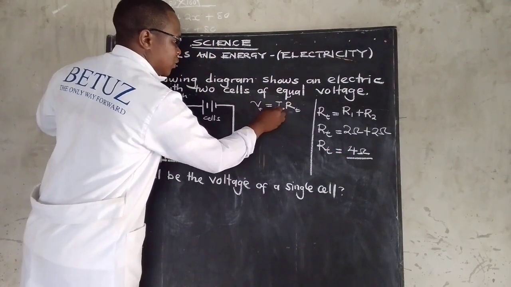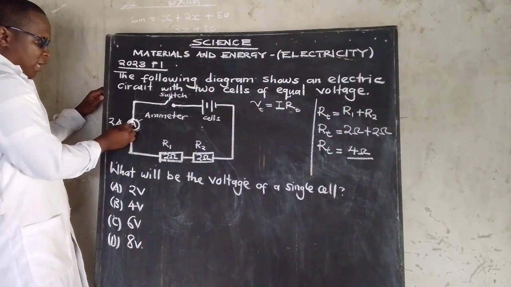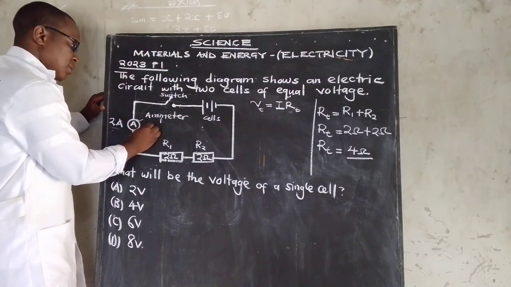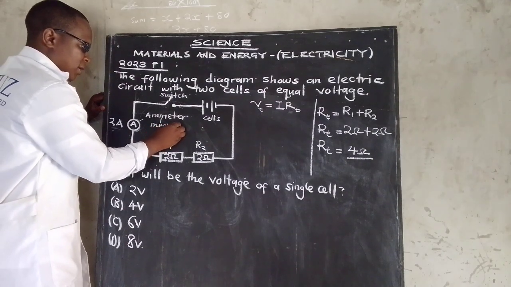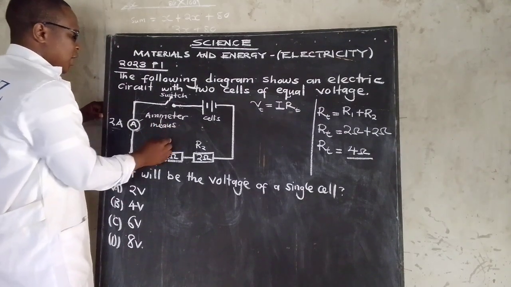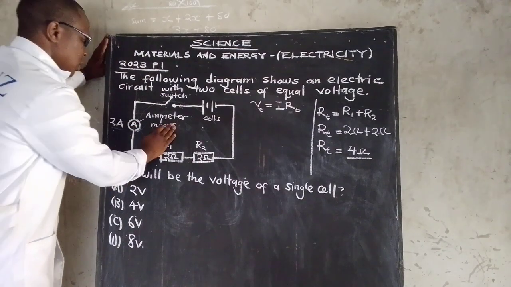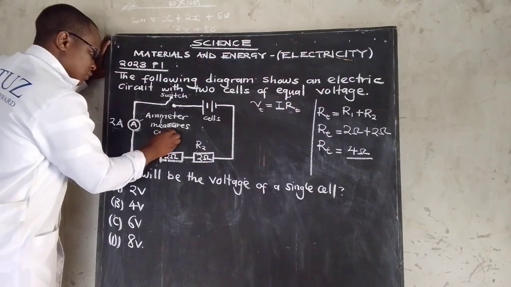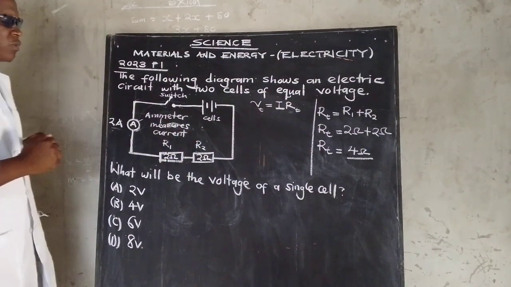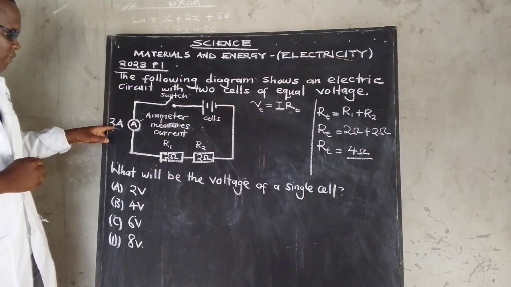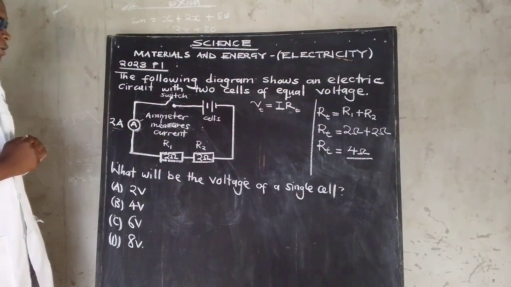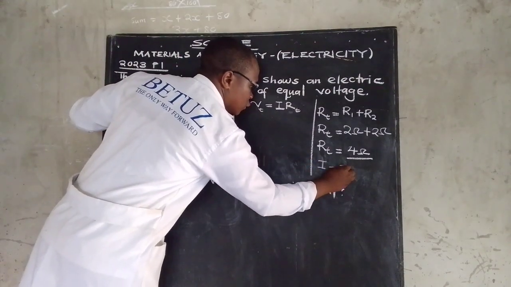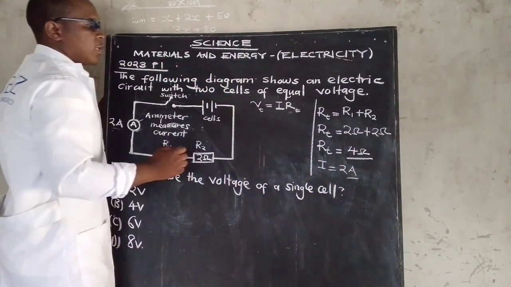Where do you get the current from? You get the current from the ammeter. An ammeter measures current. So our current is 2 amps. You can now find the total voltage.